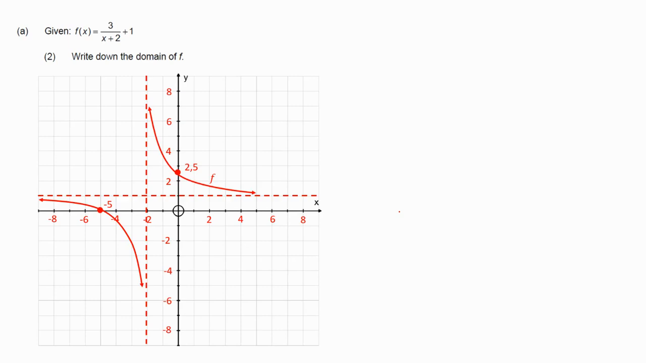Right, this is question 4A2. We managed to sketch our graph in question 4A1. So now the next question is: write down the domain of f. What is the domain? Okay, domain. We are looking at the x values. Right, that's the domain. And then the range, we're looking at the y values.